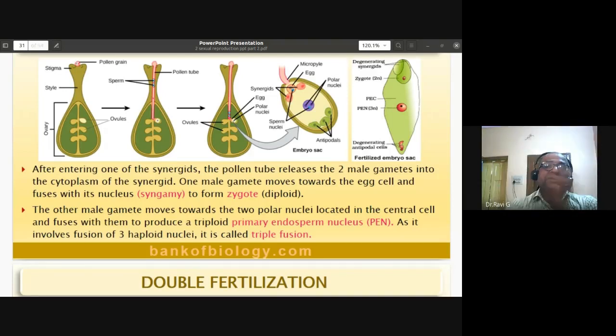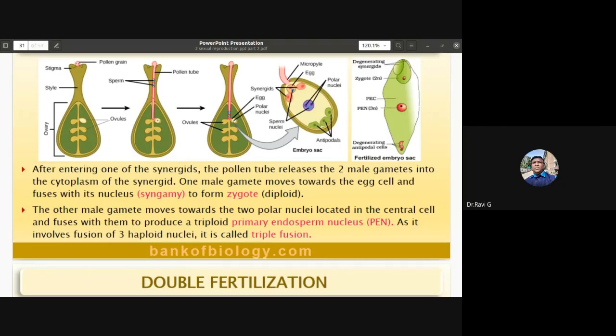This is unique and found only in angiosperms, not in any other plants. The zygote later develops to form the embryo, and the secondary nucleus, the primary endosperm nucleus, develops to form the endosperm. So this is the process that you notice in the case of them.